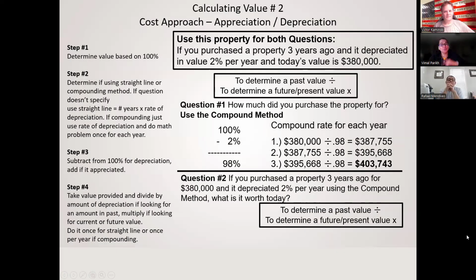Today we're going to do multiply. So what's our first step here? It's going to be 2 times... Let me read it again. If you purchased a property 3 years ago for 380,000 and it depreciated 2% per year using the compound method, what is it worth today? Still 98% we're going to use, but we're going to do multiply.